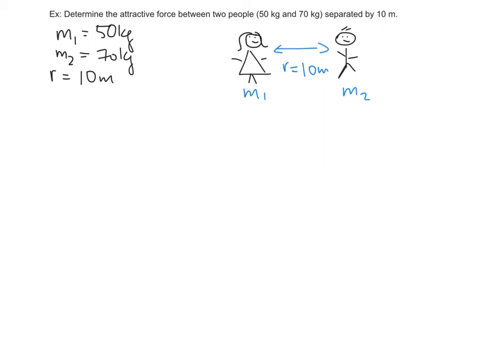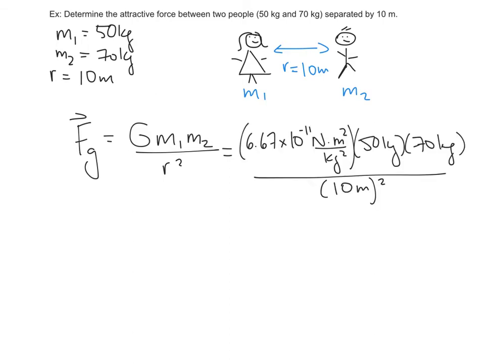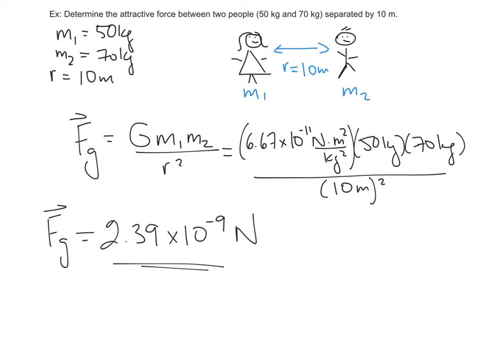Okay, so now let's use our equation. So our attractive force is going to equal G M1 M2 over R squared. So now let's plug in our values. And then working this out, we get that our attractive force is going to be 2.39 times 10 to the negative 9 newtons. So as you can see, this is an extremely small force and negligible compared to the force of friction between the two people and the force of gravity between the earth and each person.